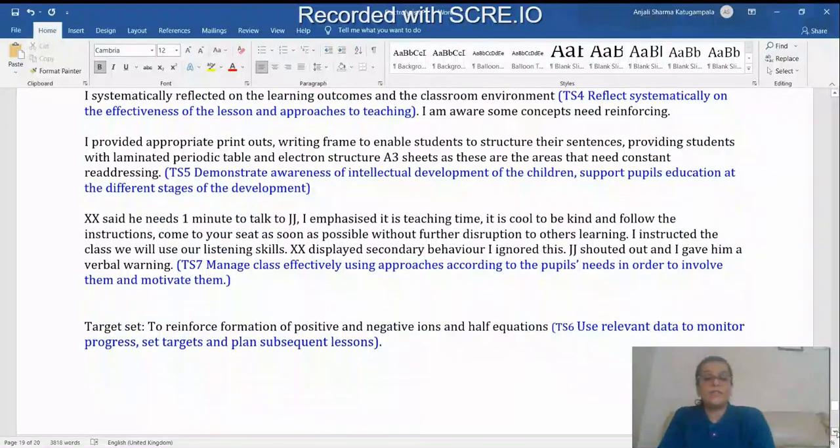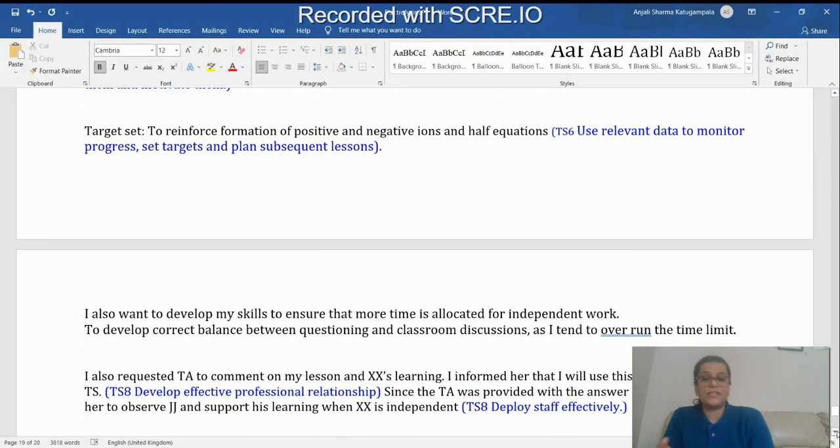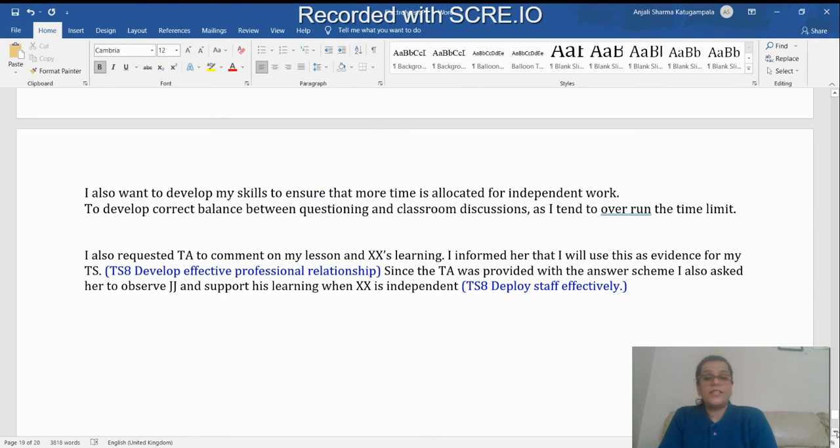What targets have you set for yourself? You should include that in your lesson plan. That also goes as evidence. If you have a TA in the class, then ask the TA to comment about your lesson.